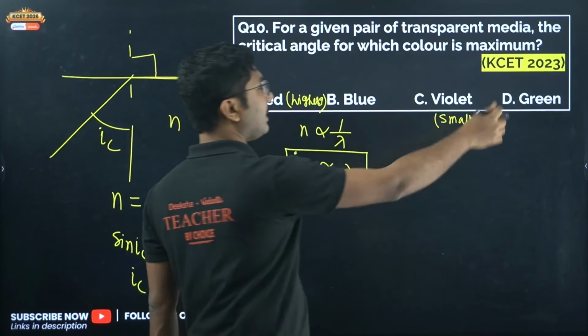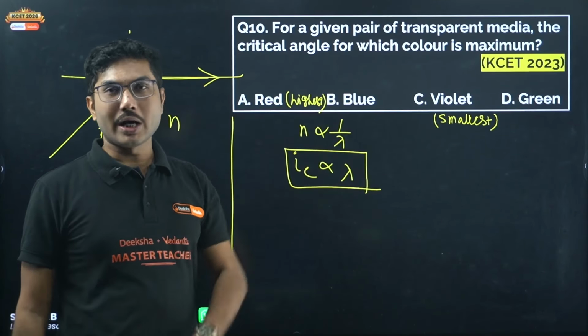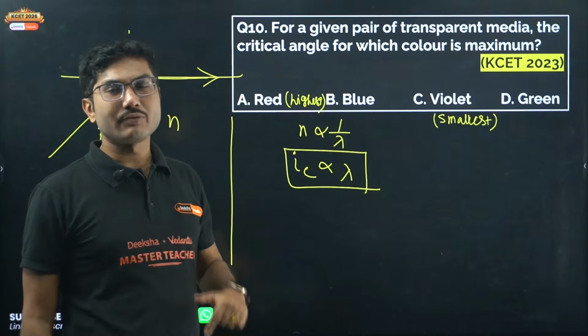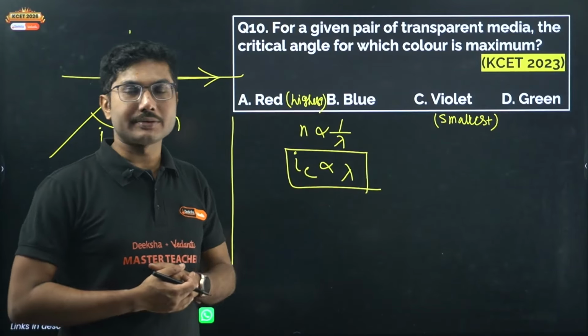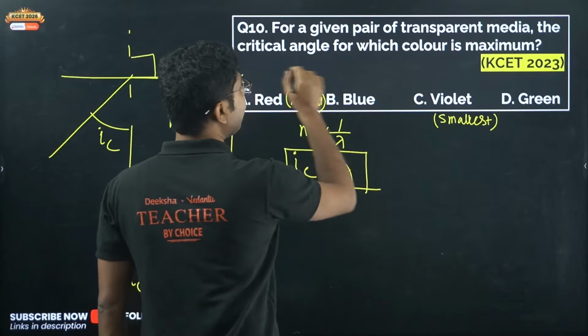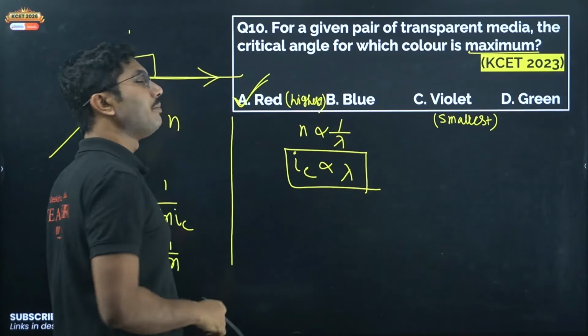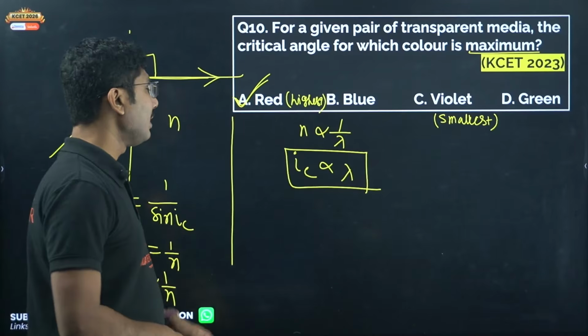Next is blue, then is green. You remember the VIBGYOR, okay. So R has the highest wavelength, and on top violet has the smallest wavelength. So we can say that the critical angle will be maximum for red light.